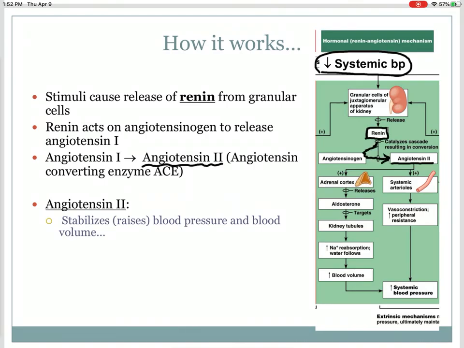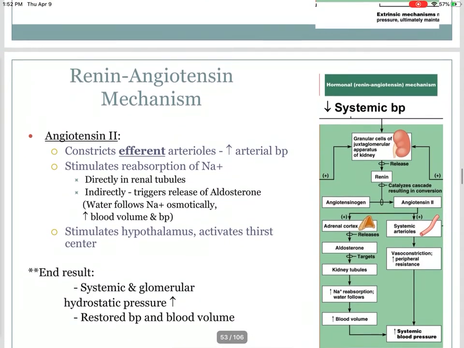Angiotensin II is what does a lot of things to bring blood pressure back up, because that's the goal. Remember, our initial problem is that we have a severe drop in blood pressure. So we release renin, convert it into angiotensin II, and angiotensin II is going to do a bunch of things to increase blood pressure back to normal.